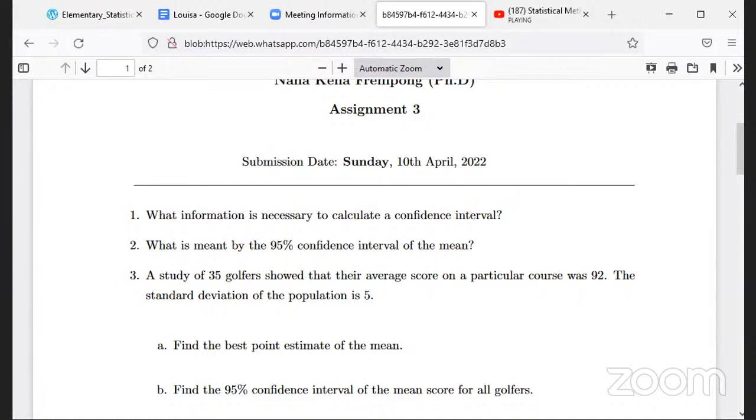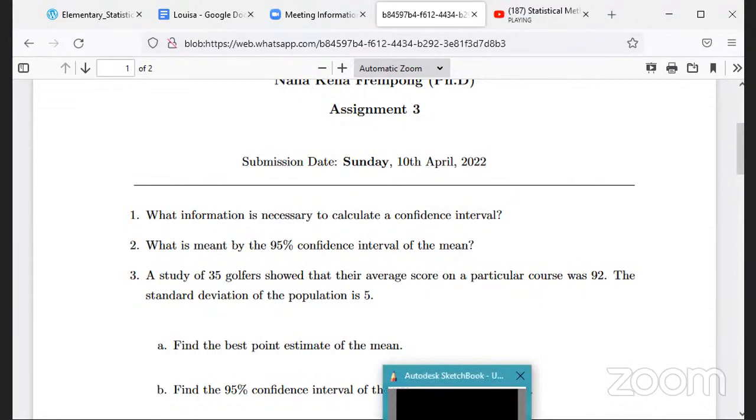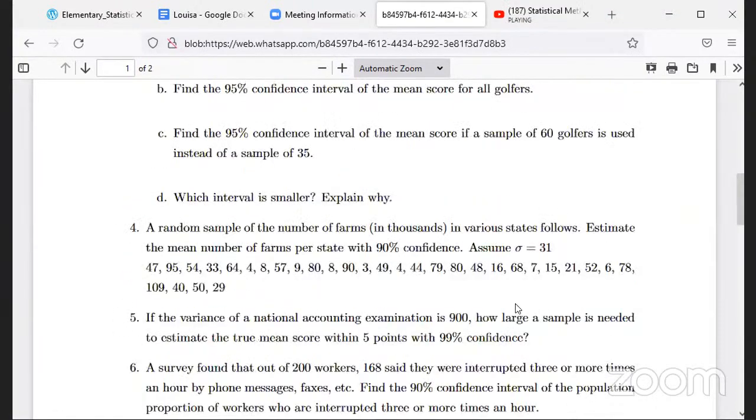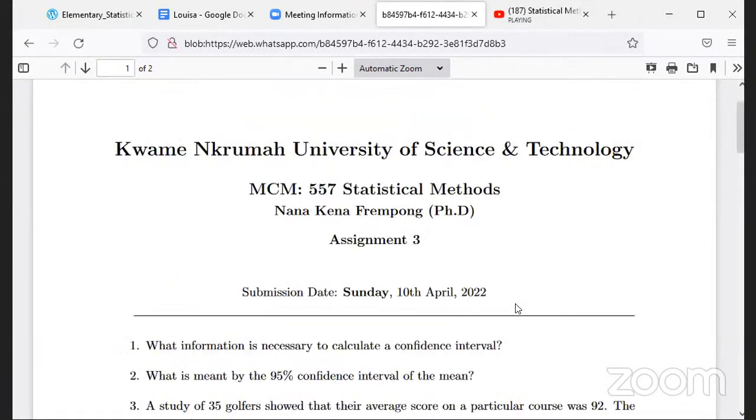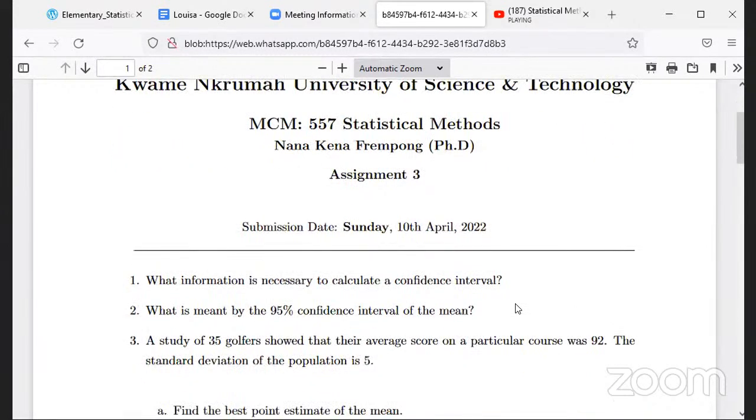Okay, these are the questions we want to solve. I think there are 9 questions in all. These are the third assignment. We've done the first, second. So, well, I'll go straight to start solving them. I was having challenge connecting the Zoom, so I decided to do it this way. I hope the lecture will be smooth.